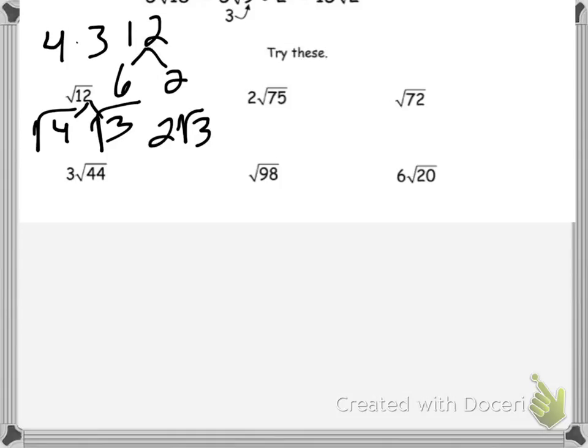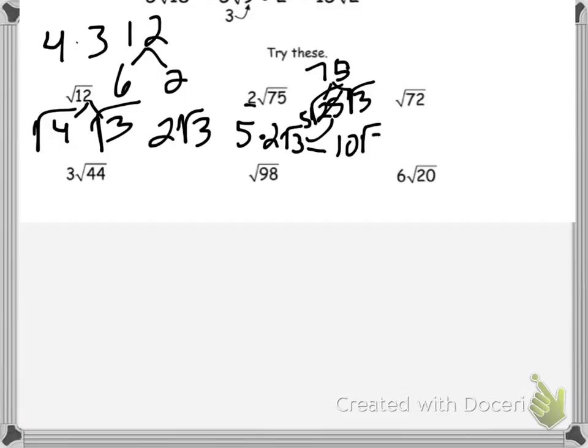Alright. 2 on the square root of 75. On the next one we have a number outside, so we automatically know we're going to multiply. So let's look at factors of 75. Well, that's an easy one: 25 times 3. We know 25 is a perfect square and 3 is a prime number. Square root of 25 is 5. So we have a 2 on the outside, so it's going to be 5 times 2, 10 on the square root of 3.